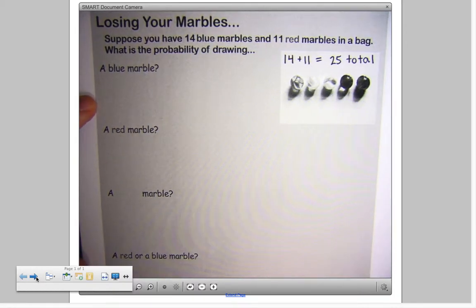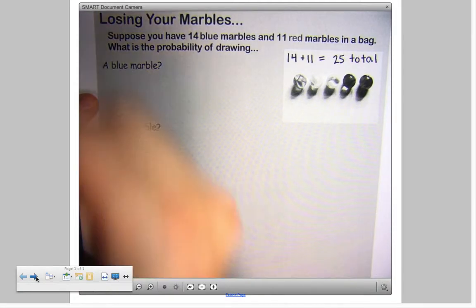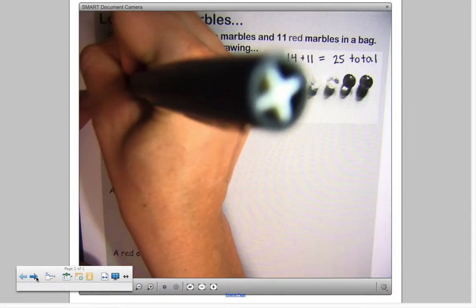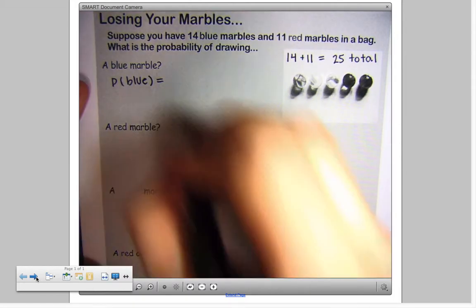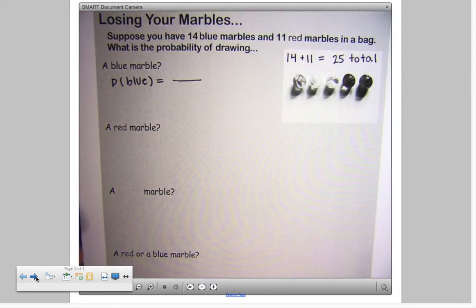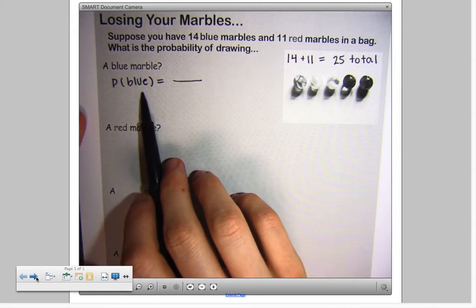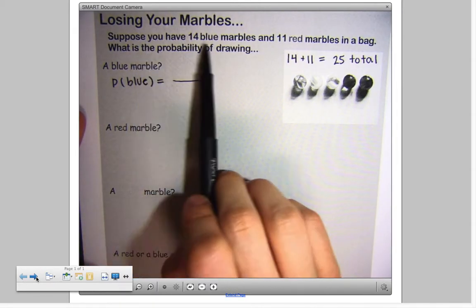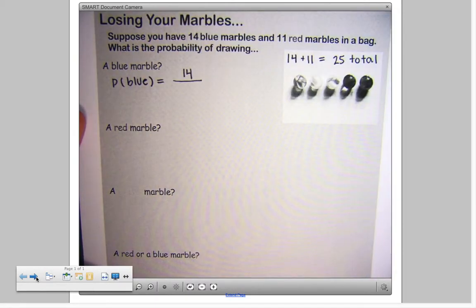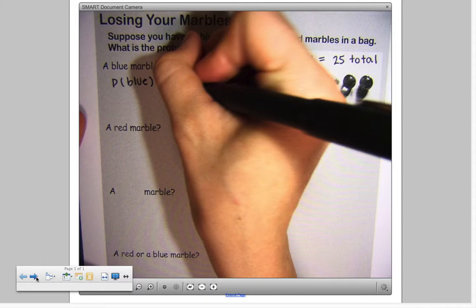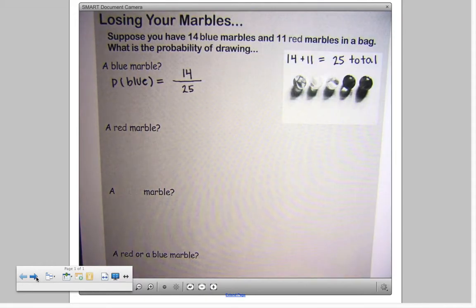Okay, so the first one, we want to know the probability of a blue marble. So we have probability of blue, so blue goes in my parentheses. Remember, probability is want over total. So I want a blue marble. If I come up here, there are 14 blue marbles, so I have 14 to choose from over total. And there's 25 total marbles. So 14 over 25 would be the probability of a blue.